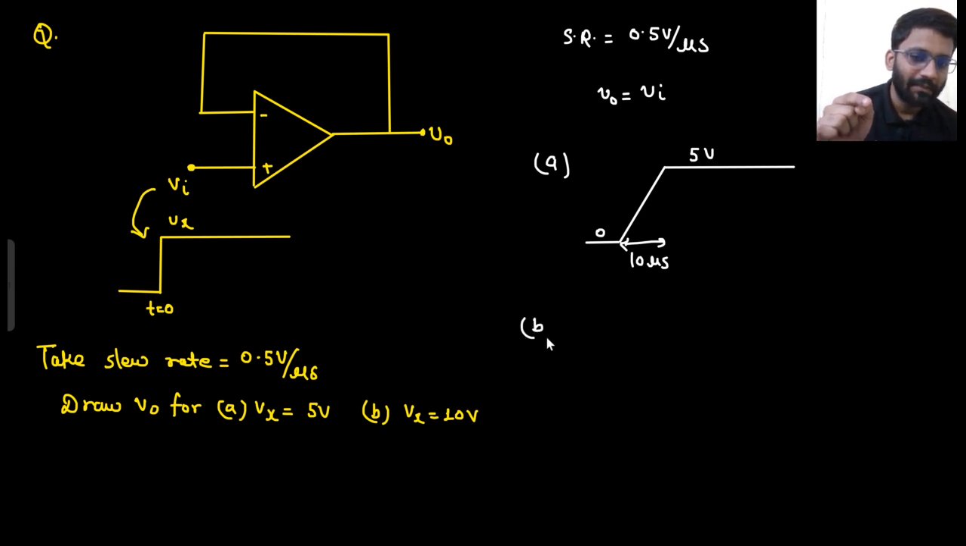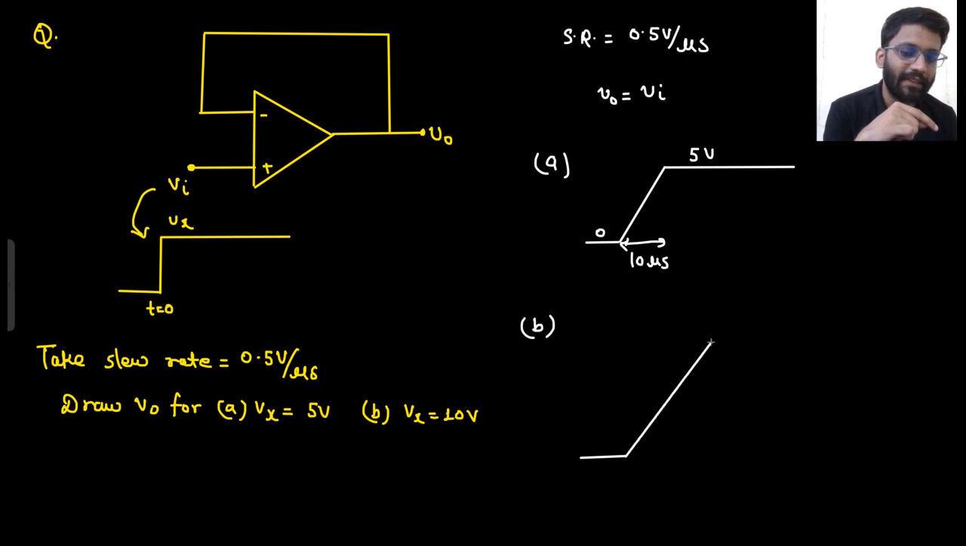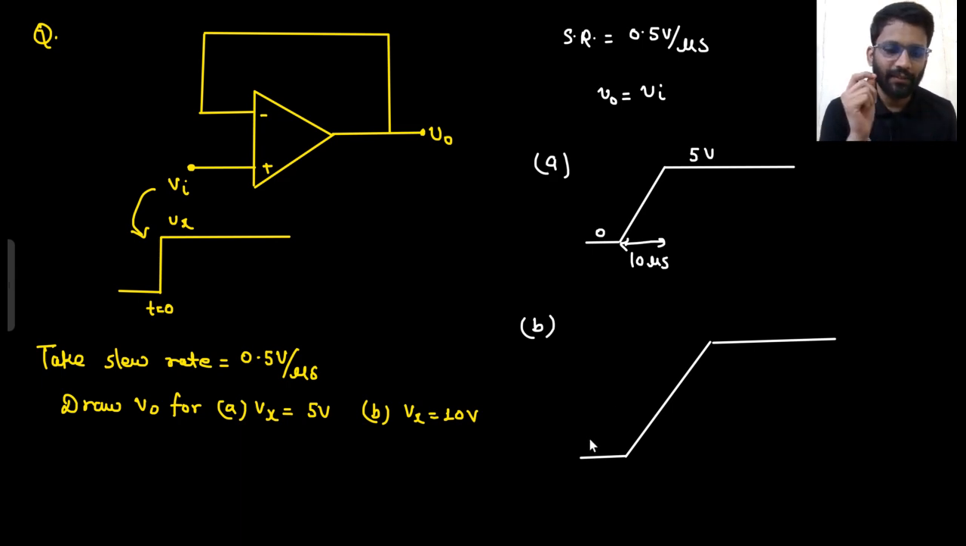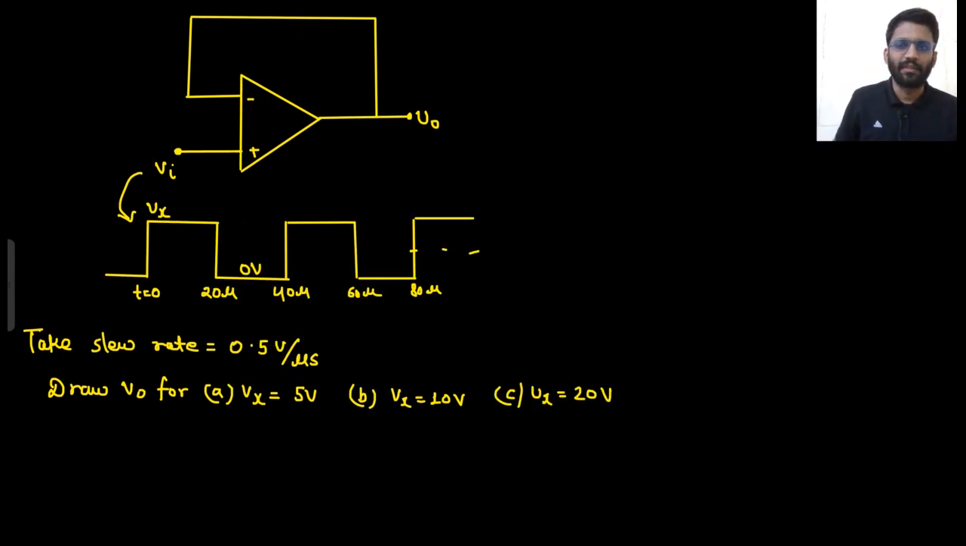Draw the output for V. You need to rise from 0 to 10 volt. It will rise like this. So V naught is rising from 0 volt to 10 volt and it will take 20 microsecond, right? Because slew rate is 0.5 volt per microsecond. That means it would take 1 microsecond to reach 0.5 volt. That means it would take 20 microsecond to reach 10 volt. So this would be 20 microsecond. Well and good. Let's see the next question.